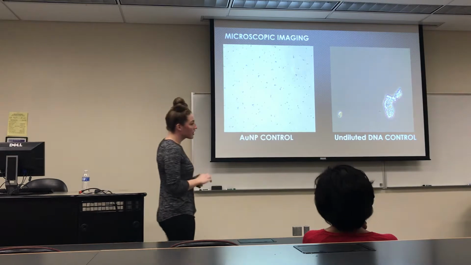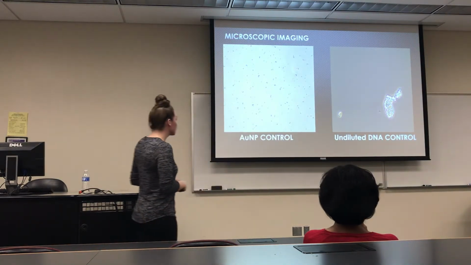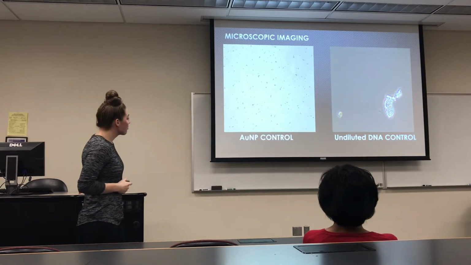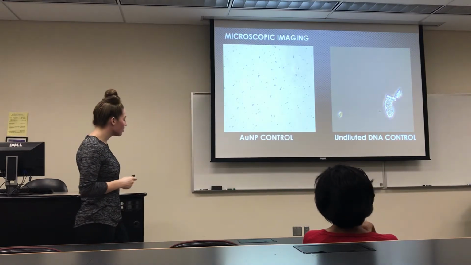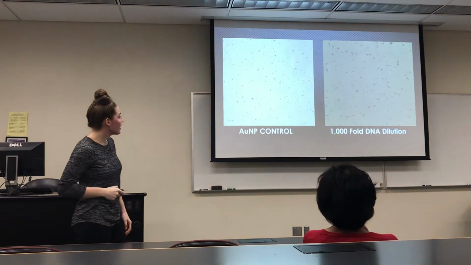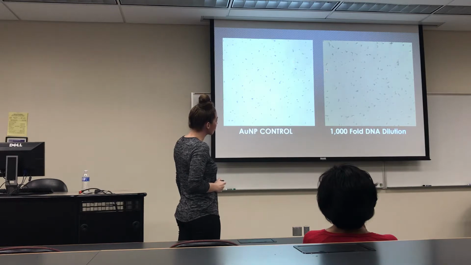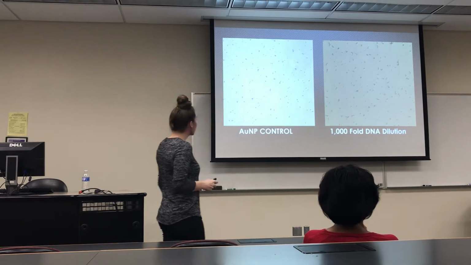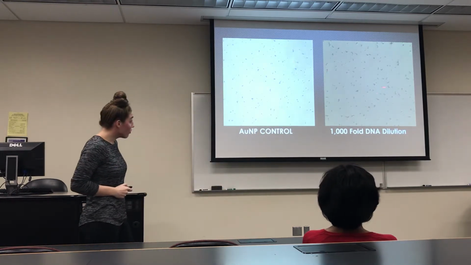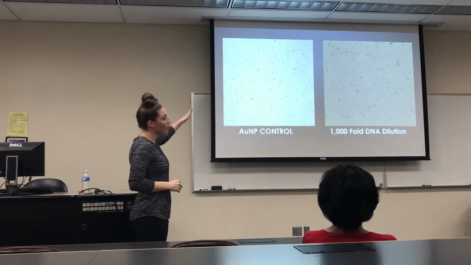So when we look at our lowest concentrations of our DNA and gold nanoparticle, they looked very similar to the control, in which we saw just about the same amount of aggregation. It wasn't until we get to our 1,000-fold DNA dilution that we start to see these larger groups of aggregates being formed, in which we see longer chains compared to our gold nanoparticle control.